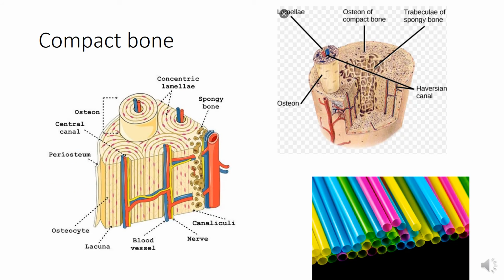The compact bone or the cortical bone makes up about 80% of the body bone mass, and it is made up of a large number of parallel tube shaped units called osteon. So you can see here a large number of parallel tube shaped units. These are known as osteon. Like here you can see the various straws, we have put them together and they are forming the osteons.